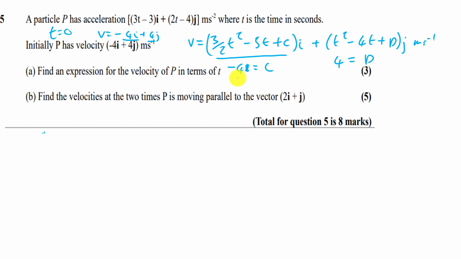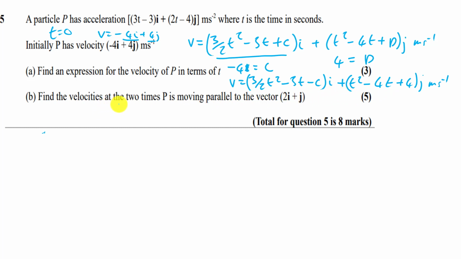Yeah. Perfect. And then all you need to do is write v equals 3 over 2 t squared minus 3t minus 4, put that in the bracket i, plus t squared minus 4t plus 4 and a j, and it is velocity, so it's meters per second, and hopefully that's your 3 out of 3 marks, and I know that you would have got that, so that is really good. So you've already boosted up your marks by 3 marks, all of you, you and Nia and William, very quickly.